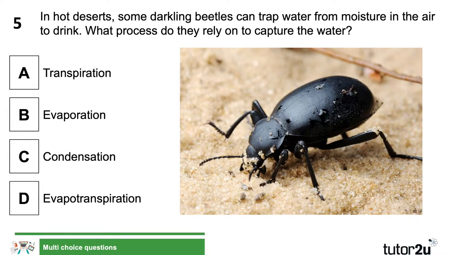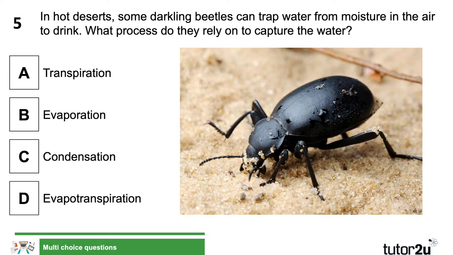In hot deserts, some darkling beetles, you get darkling beetles in different environments, but in the desert, darkling beetles can trap water from moisture in the air to drink. What process do they rely on to capture the water? Is it A, transpiration, B, evaporation, C, condensation, or D, evapotranspiration? Which of those would be correct? Make your choice for question five.